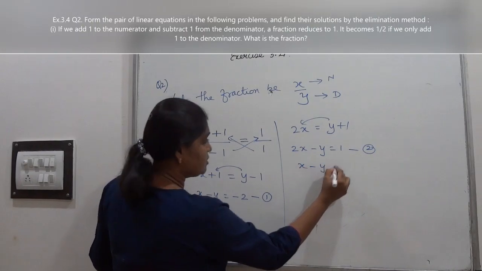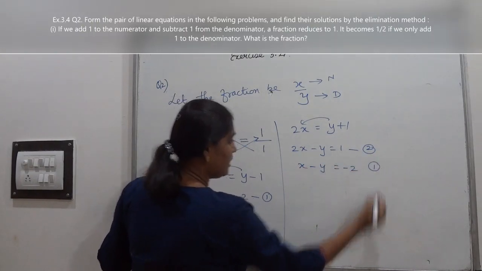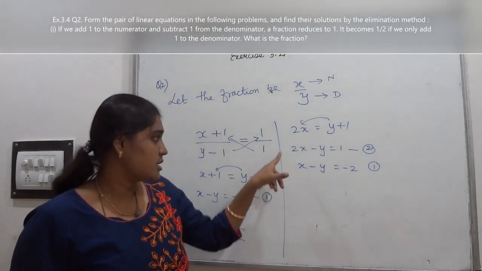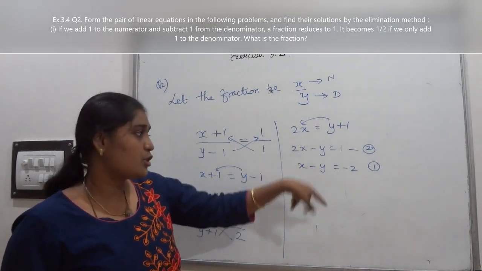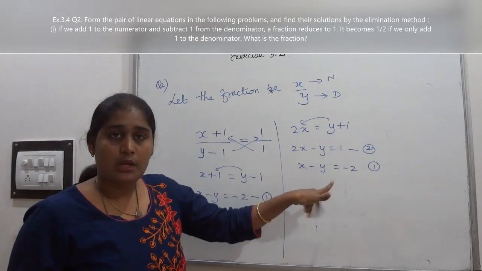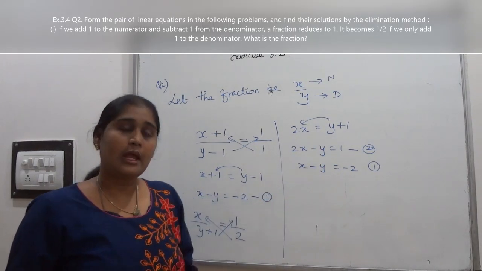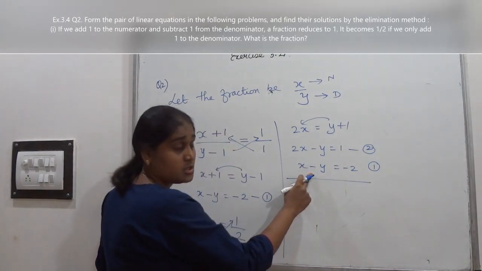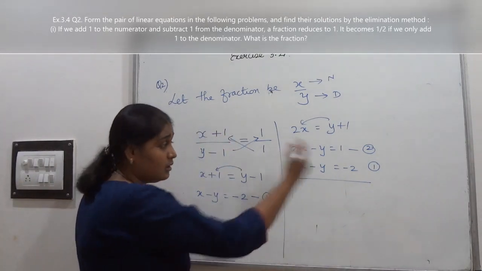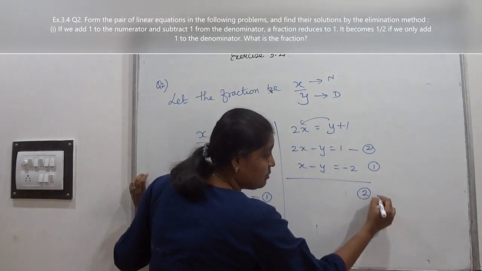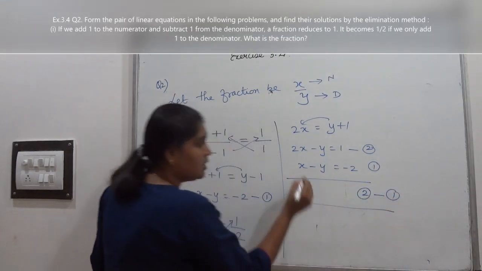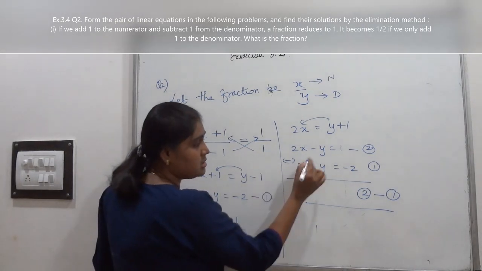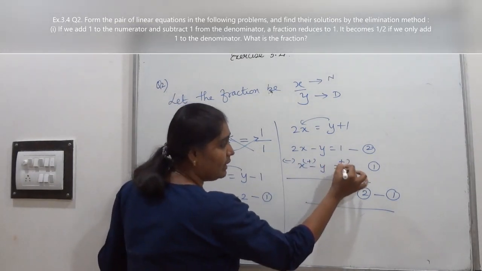x minus y equals minus 2, equation number 1. Check the coefficient of x in both the equations. Here 2, here 1. Coefficient of y, both places 1 only. So both are equal already, so I can cancel out the y variable. Here also minus, here also minus, so I have to subtract the equations. Equation number 2 minus equation number 1, so I change the sign in equation number 1. This is minus, this is plus, this is plus.